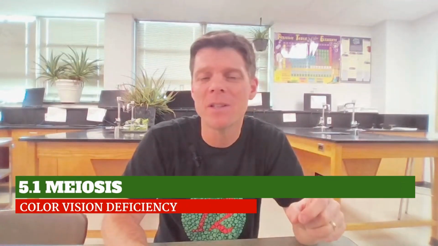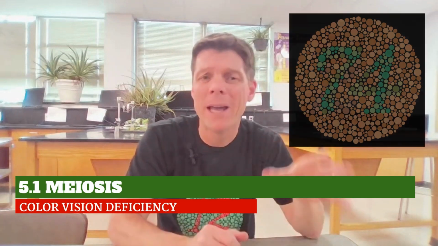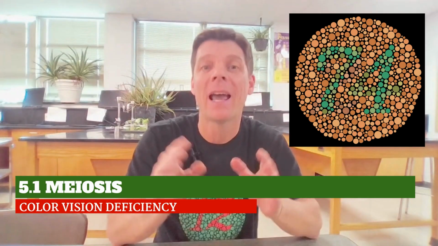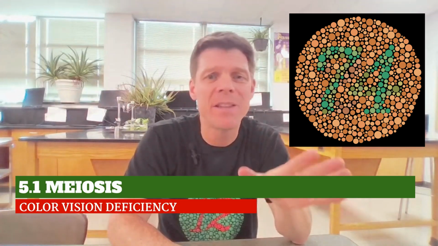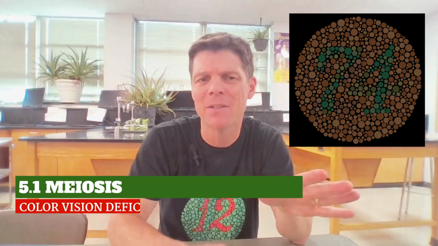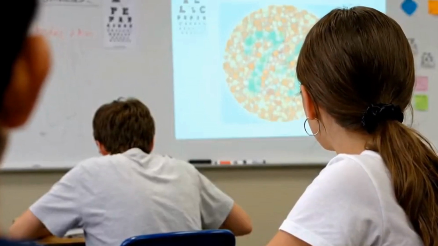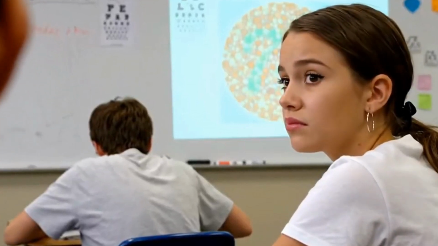Imagine sitting in your high school biology class. The teacher dims the lights, projects an image of red and green dots onto the screen, and asks the class what they see. Most of the students say they see the number 74 hidden in the dots, but one of your classmates is confused because she doesn't see a number at all.